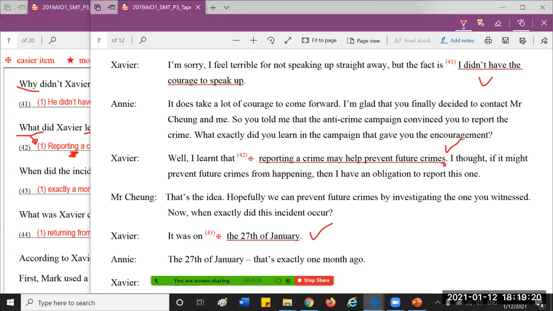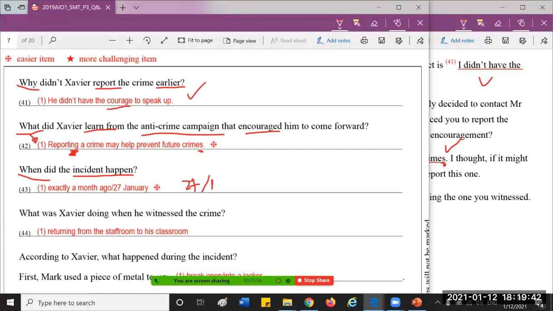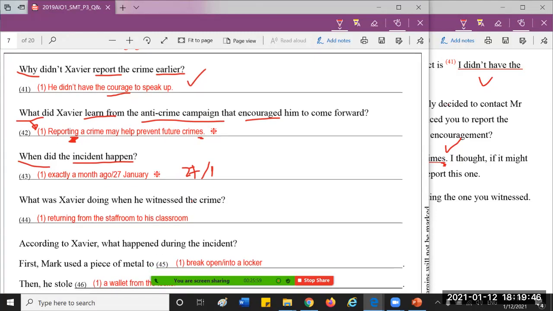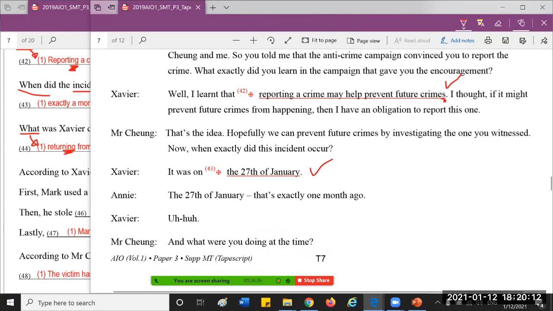24th of January. And as usual, you can use small letter for number 47. It asks you when the incident happened, and you can say the date, or you can say exactly 1 month ago. Of course, you can write in numbers. That is okay. 27th January. Okay, next, moving on, what was he doing when he witnessed the crime? Returning. Again, asking for what? The activity, the action. Returning from the staff room to his classroom. Staff room is one word. Let's have a look at the answer.